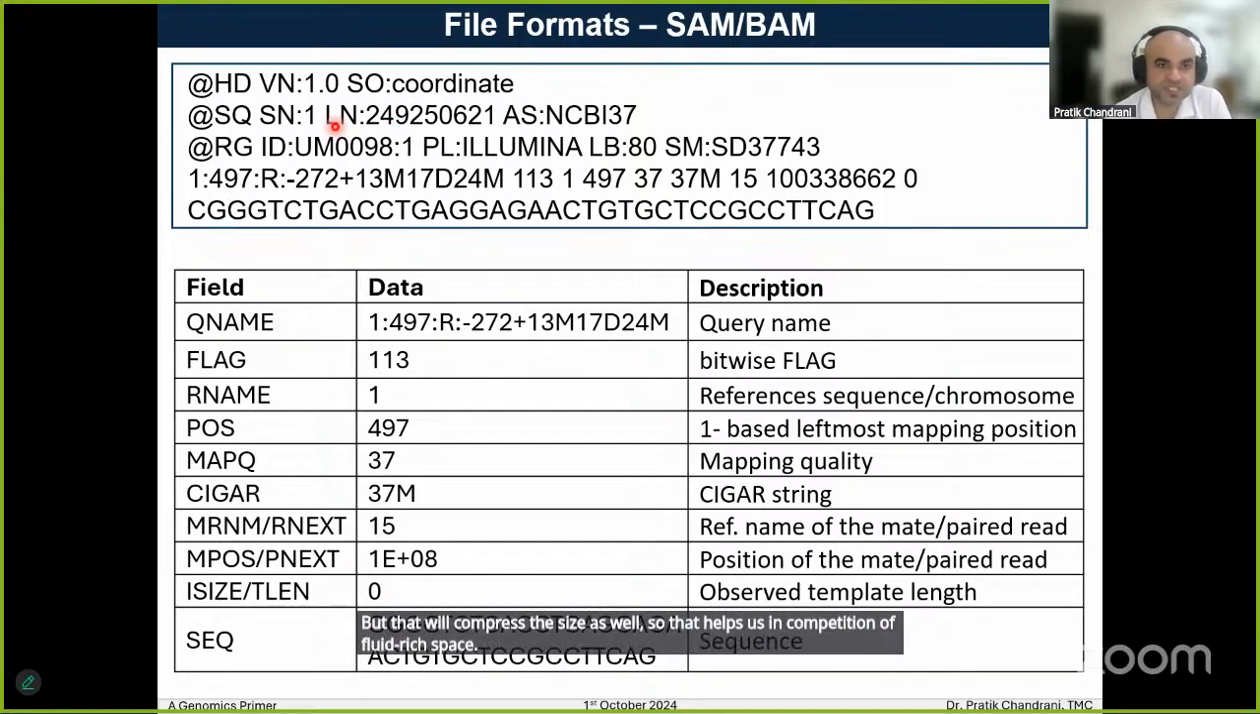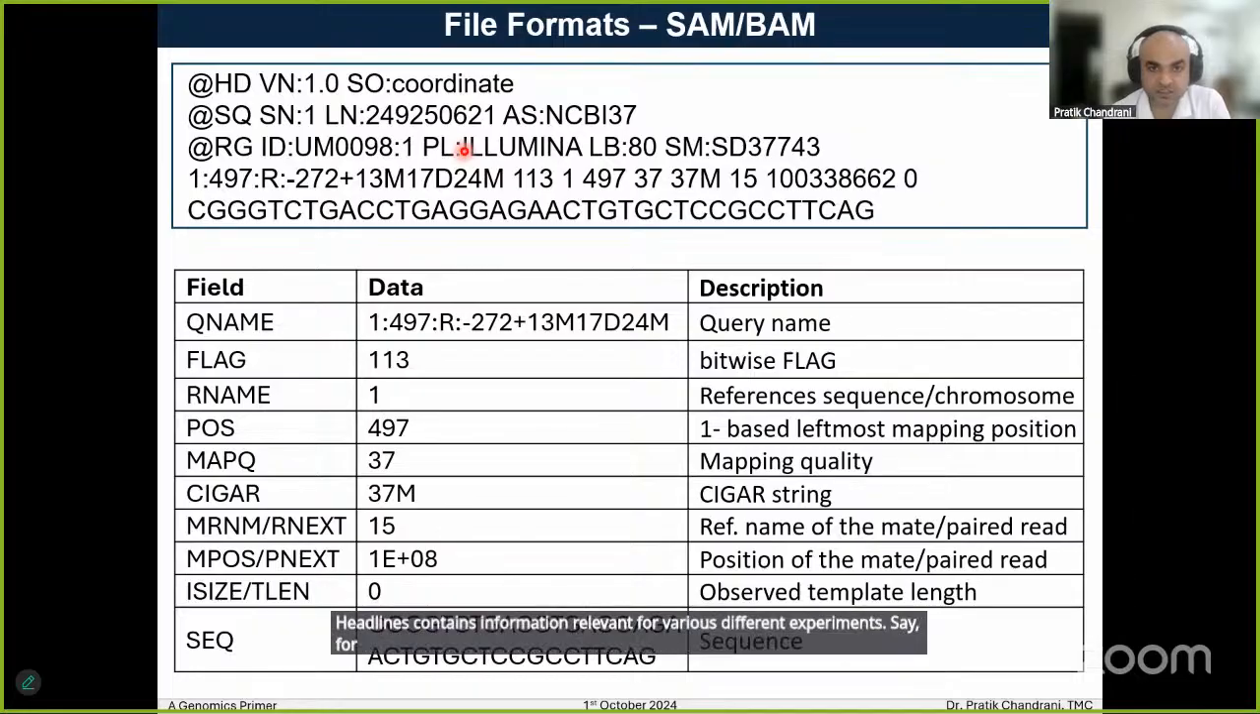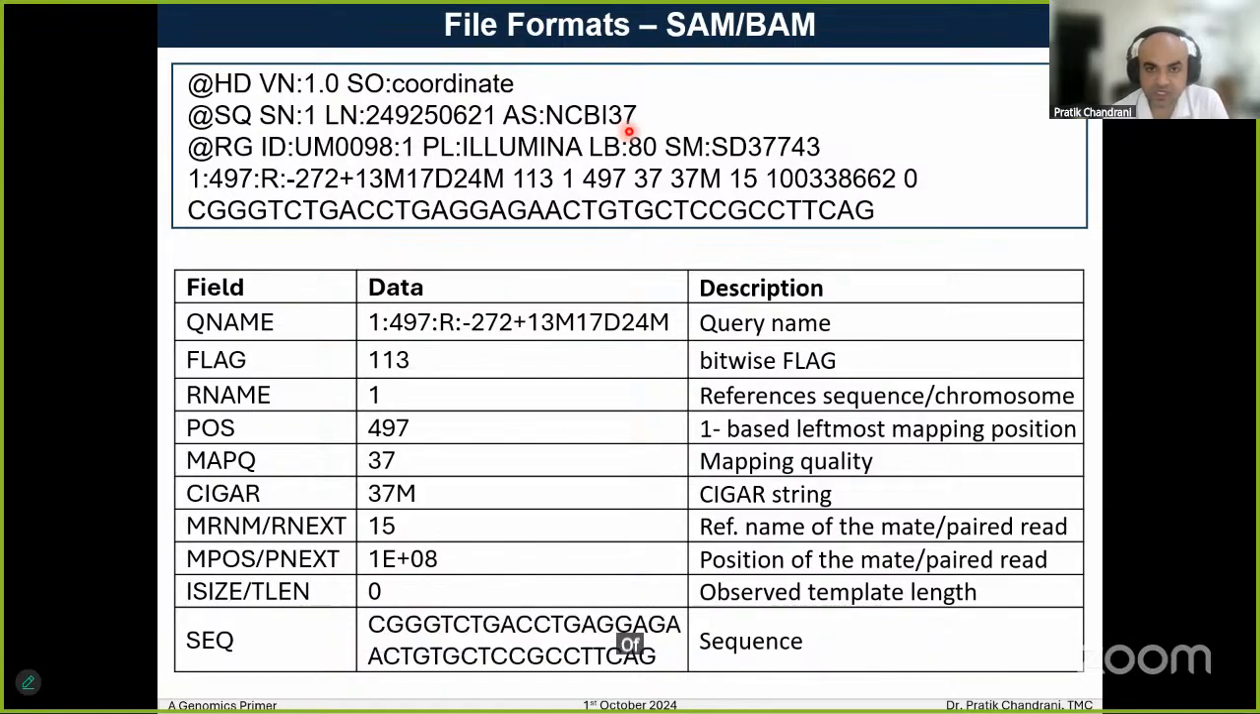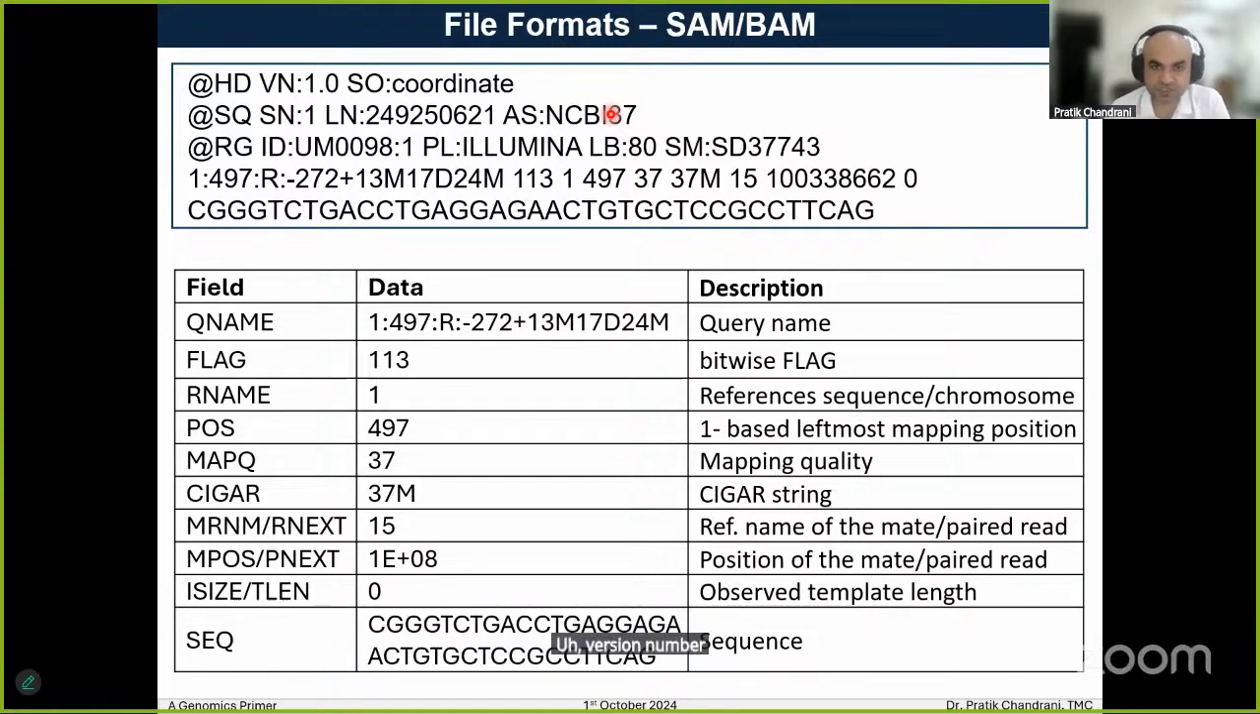In this SAM or BAM file, we have multiple lines starting with @ symbol. This is called the header line. Header lines contain information relevant for various different experiments. Say, for example, here this is indicating that we have done alignment against NCBI version 37 of the reference genome, and it is not using 38, the latest one. So based on this SAM or BAM file header, one gets to know whether it has been produced against version A or B of the reference genome.